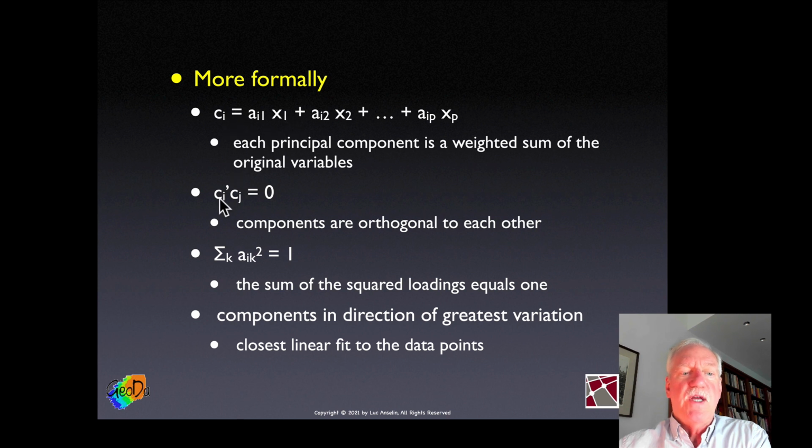The components themselves are orthogonal, so another word for uncorrelated. So if you multiply two different components with each other, it's 0. And then, as I mentioned, the coefficients are scaled so that the squares sum to 1. And so you can think of this as an optimization problem. How do we find these A's such that the resulting C's maximize the amount of explained variance?